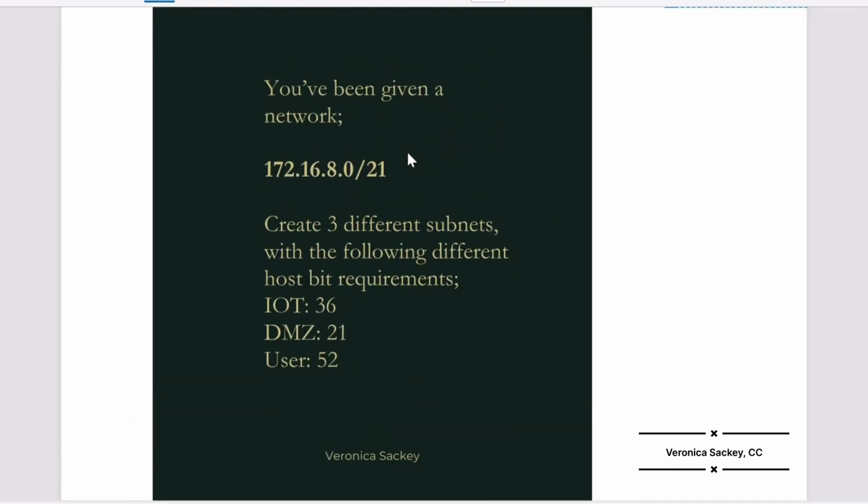In this situation, we've been given a network by our client: 172.16.8.0/21 is the subnet mask of the network, right? Now, tell me what class is this subnet mask in the comment section. We've been asked to create 3 different subnets for this network, and then in each subnet, we have different host bit requirements. For IoT devices, we have 36 hosts. For DMZ, we have 21 hosts, and for the user, we have 52 hosts, right?